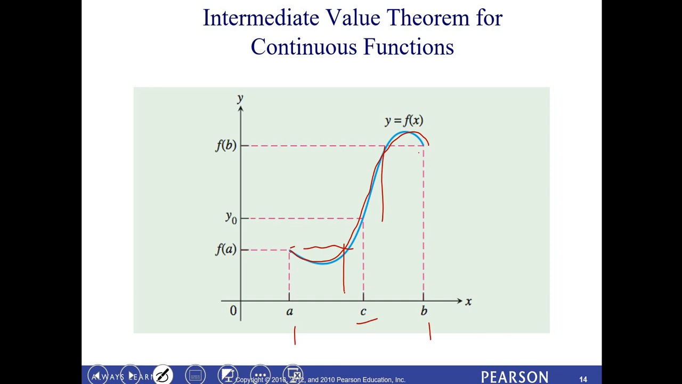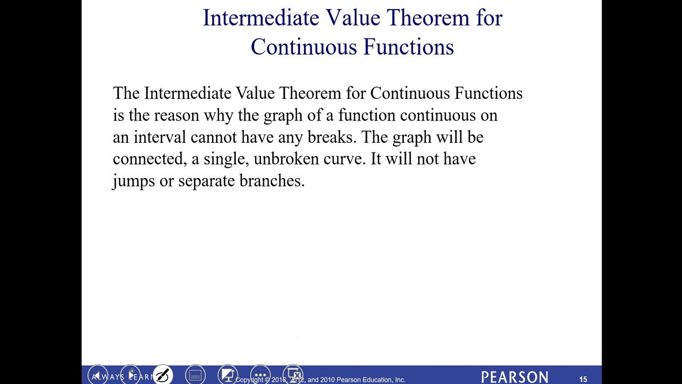So that's the intermediate value theorem. It says that if it's continuous from a to b, then at some point in that interval from a to b, all the values from f of a to f of b also occur. So this is why the graph of a continuous function cannot have breaks. It will be connected, a single unbroken curve, and it will not have jumps or branches. That's our definition again of continuous. And that's it.